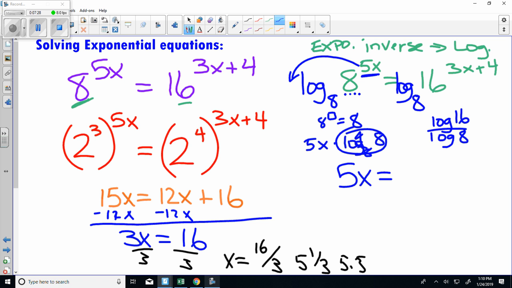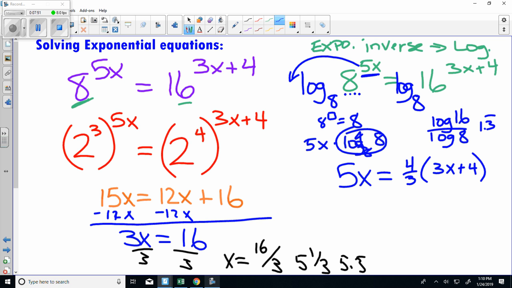So log 16 divided by log 8 is 1.3 repeating. And that as a fraction is 4/3. So we're going to write it as 4/3. And then you have 3x plus 4.